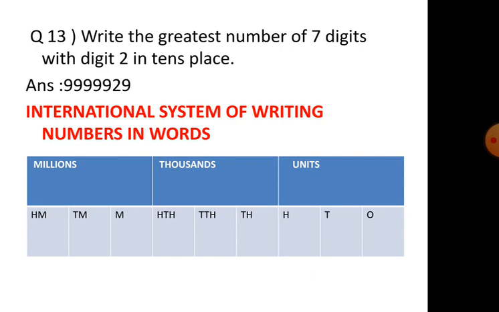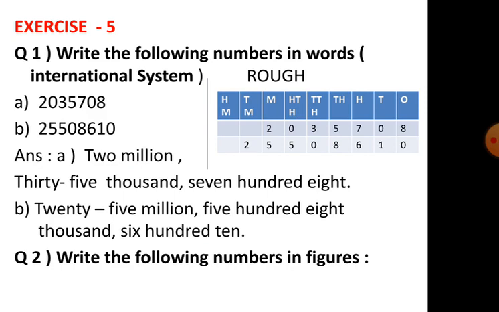Next, the international system of writing numbers in words. Students, this international system we had already discussed when we were discussing large numbers. So: ones, tens, hundreds, thousands, ten thousands, hundred thousands, million, ten million, hundred million. This is our international system. So we'll start with the exercise.